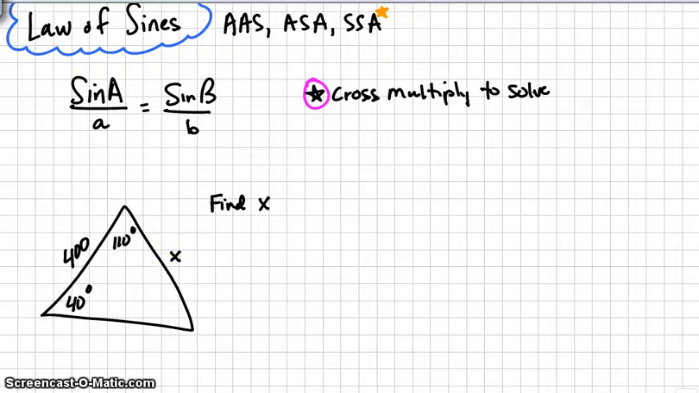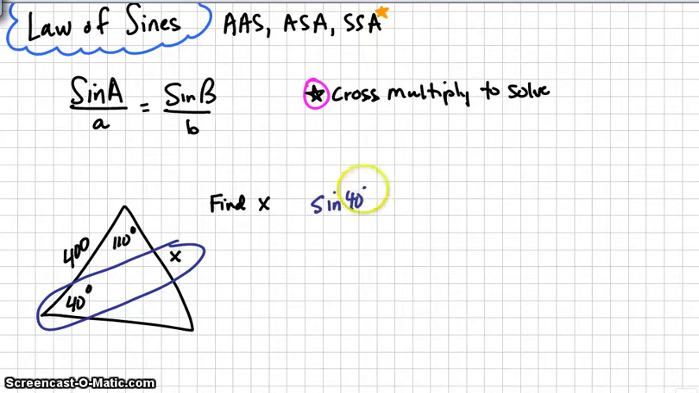The first thing you want to do is try to find relationships between angles and sides that are across from each other. Clearly here the 40-degree angle and the x are an angle and a side that are across from each other, so I'm going to set that up. I'm going to say sine of 40 degrees divided by x. A common mistake here is for kids to put the x on the top and the 40 on the bottom. Make sure that the angle always goes on the top next to the word sine. Then know that we also have 400 across from this unknown angle.